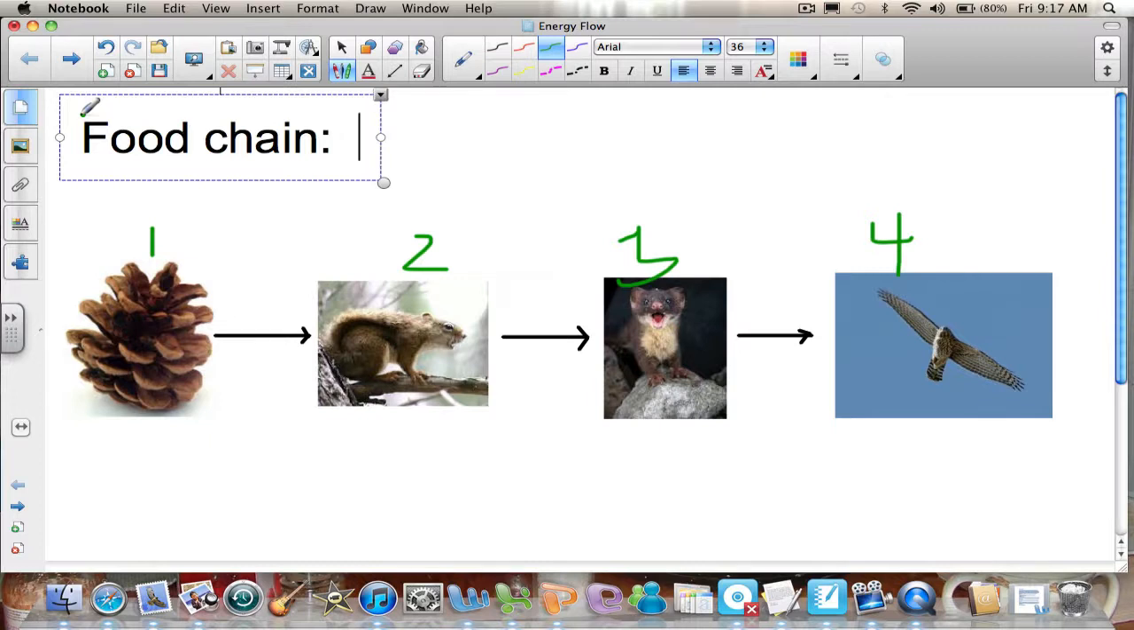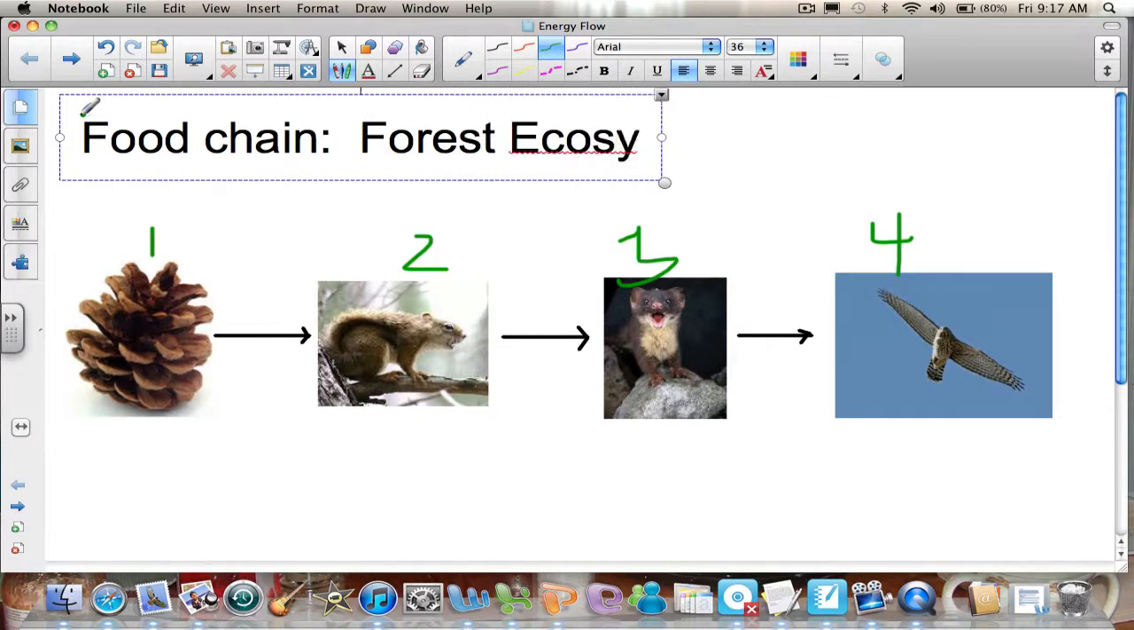You probably recognize this food chain because it's one that we see nearby in northern Ontario. And as a result, this is called a forest ecosystem food chain. And really the purpose of a food chain is not only to show who eats who, where the goshawk eats the weasel, and the weasel eats the red squirrel, and the red squirrel eats the pine cone, but it also shows the flow of energy through the food chain.